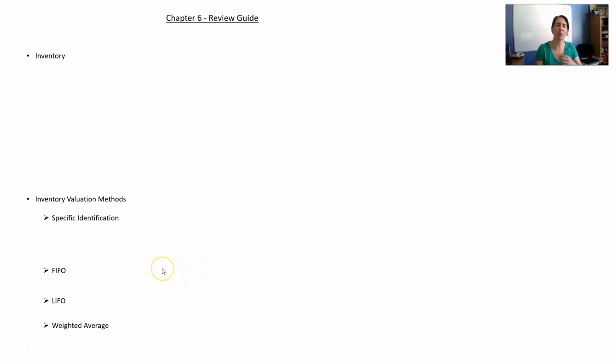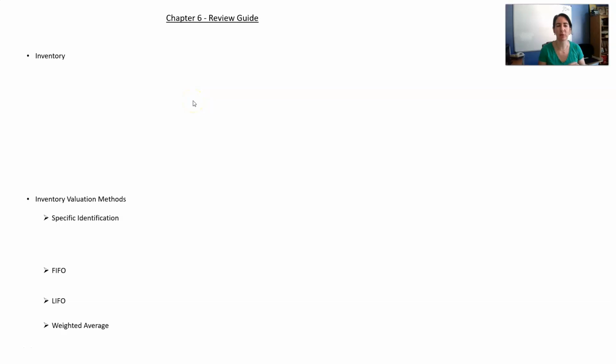Inventory is always a fun chapter. Students usually tend to like this one. It's got nice grids, it's kind of fun to work in. And I usually get asked, can we just have a test on inventory? Sadly, no. But at least you have something to look forward to in this chapter.